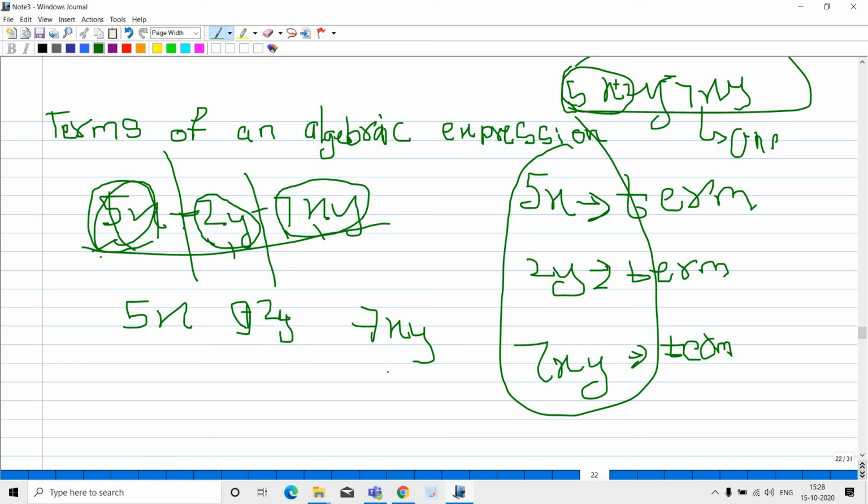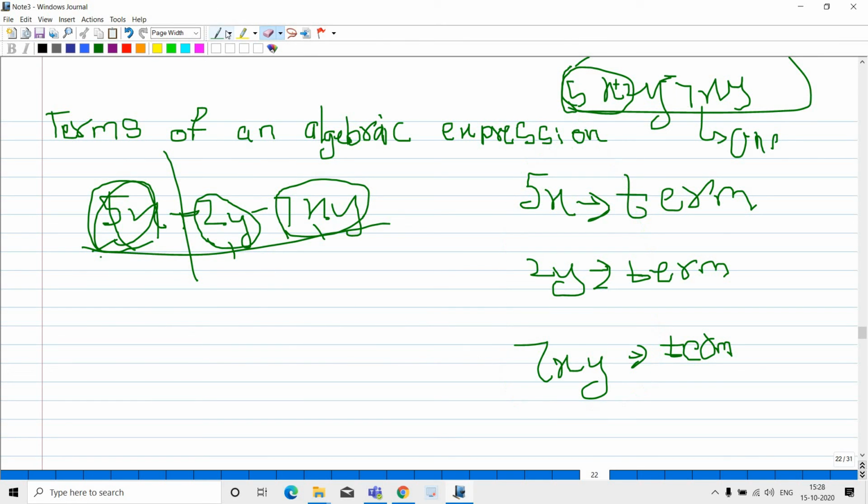Now we will see examples. Here I'm writing another example. I'm writing another expression: 2x minus 5y plus 3xyz. In this expression, we have three terms.